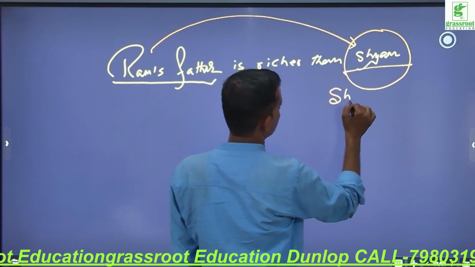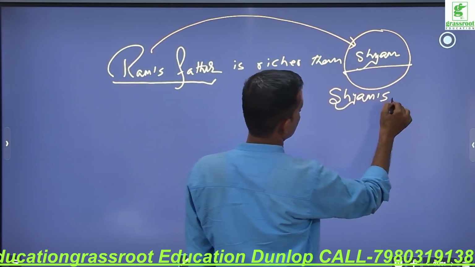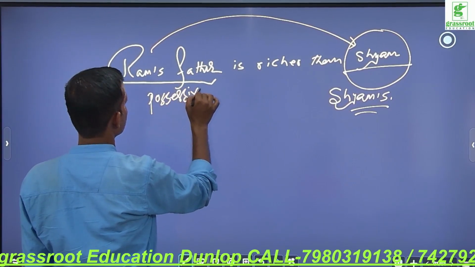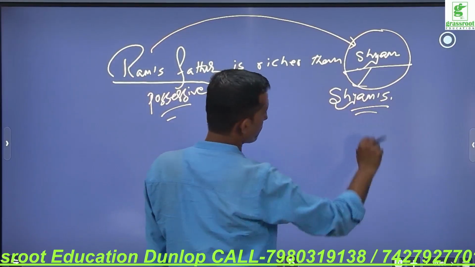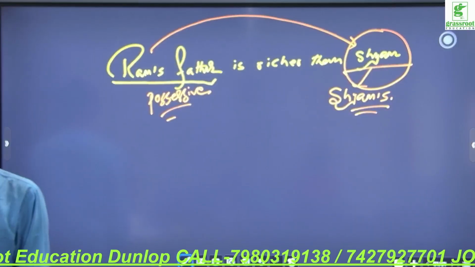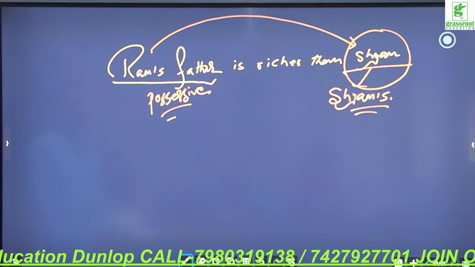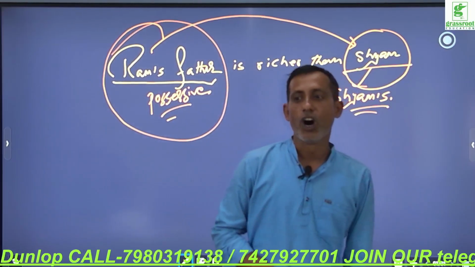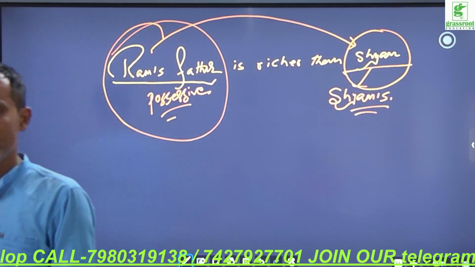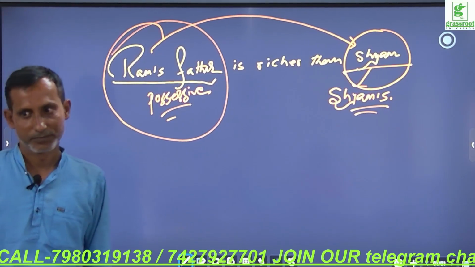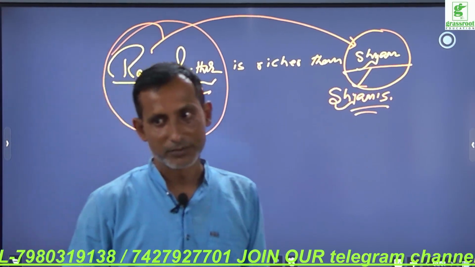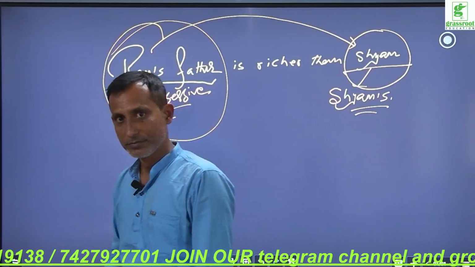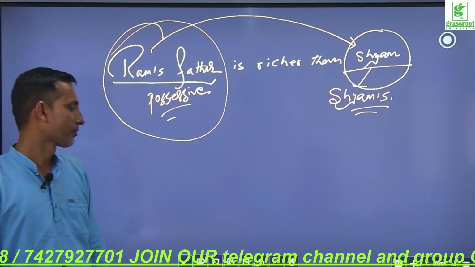So there is a possessive form, and you have to change it into possessive, that is Sam's. Is it clear or not? So both will be in the same form, or a similar kind, or in an equal position. Is it clear or not? Everybody, those who are online, have you got this or not?